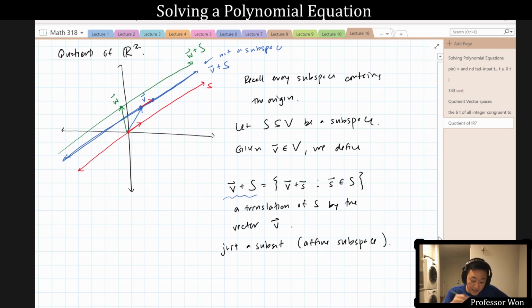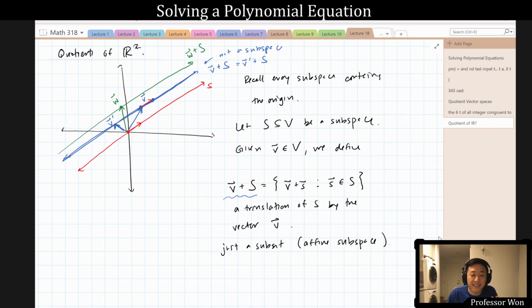Okay, another thing to notice is that this blue vector v is not the only vector that I could have chosen to get that blue line. I could have chosen this vector, call this vector v prime, and if I add every vector in S to v prime, I'll get the same exact blue line. So this is equal to v prime plus S.